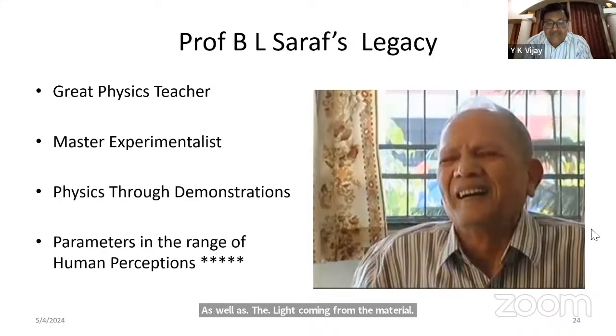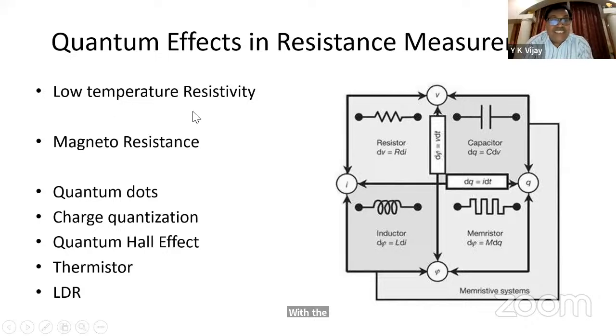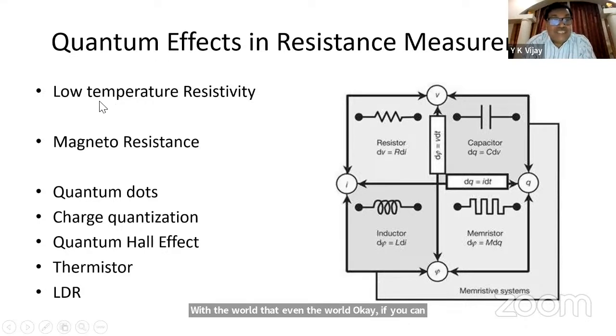So, when we do a simple experiment, that is also not simple. A lot of thinking is involved behind why it is happening, how it is happening, and we can do some measurements, we can demonstrate. And this is what I tried to do with the bulb. If we can measure the resistance of a bulb at low temperature, a lot of science is coming with the low temperature measurement.